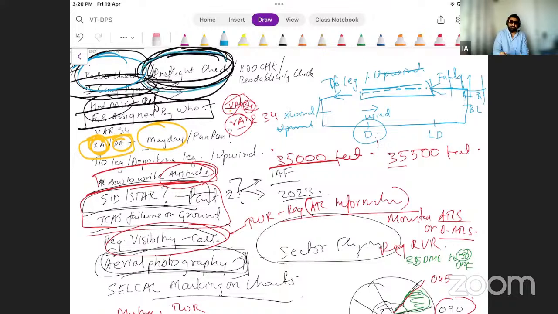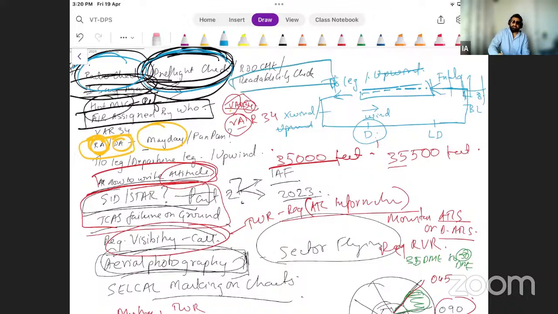Whenever a pre-flight check is in the picture, you have to proactively do it on VHF first and then on HF. When it's done on HF, it becomes a pre-flight SELCAL check, which has to be done on secondary and then primary. So it's a very simple funda.